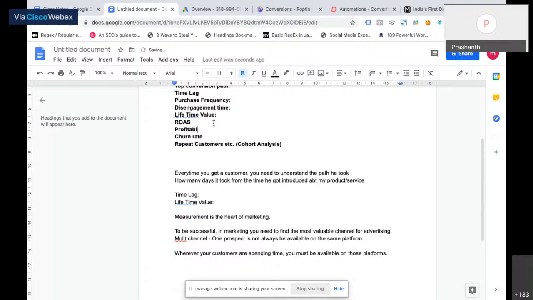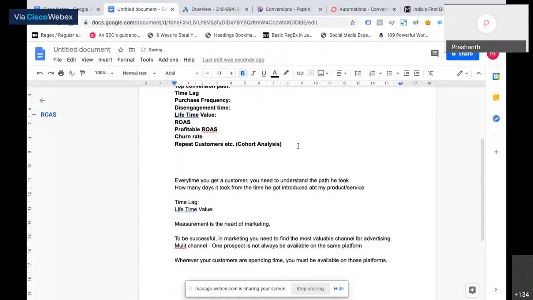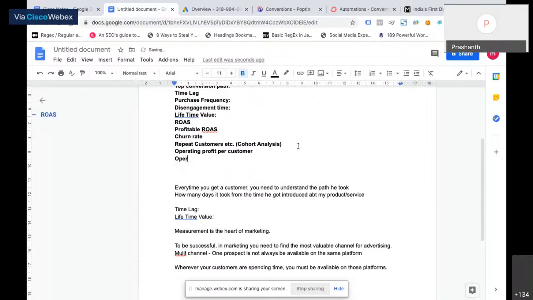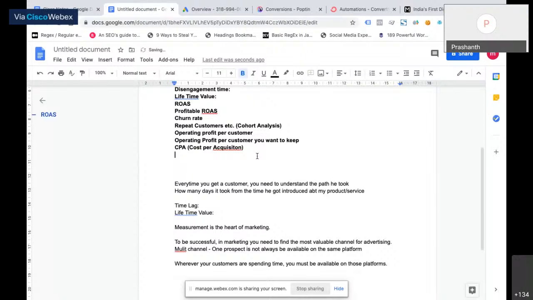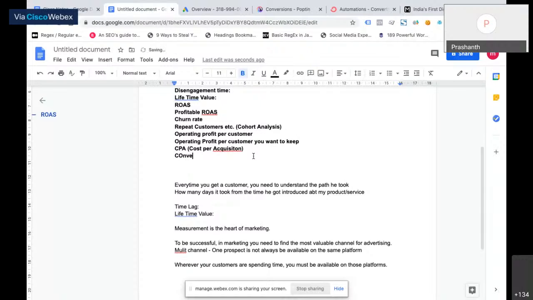Measure ROS, but very few people measure profitable ROS. Operating profit for customer you want to keep, cost per acquisition, conversion rate.